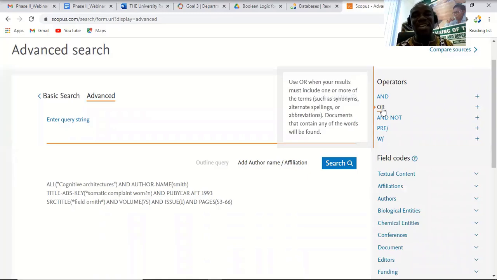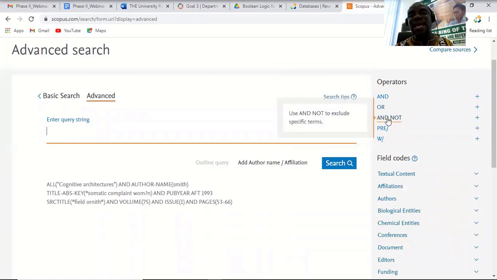Any of the words. So you see, Scopus is even giving us definitions for the Boolean operators. That is important. So you must study every single search interface or database to understand what they mean by the operators they are using and how you should use it. Then it says, and not.